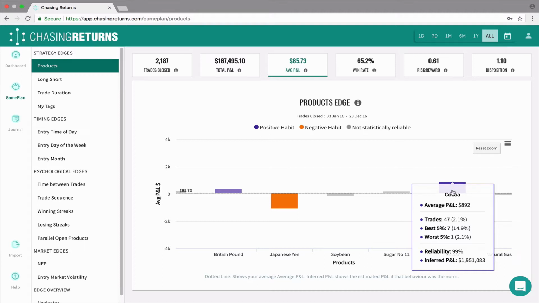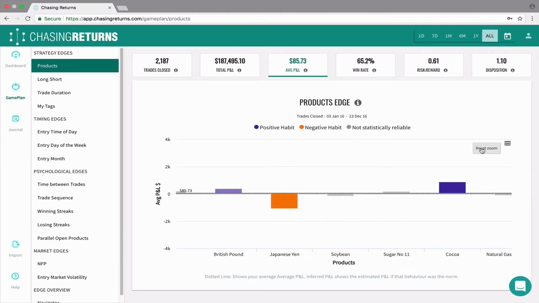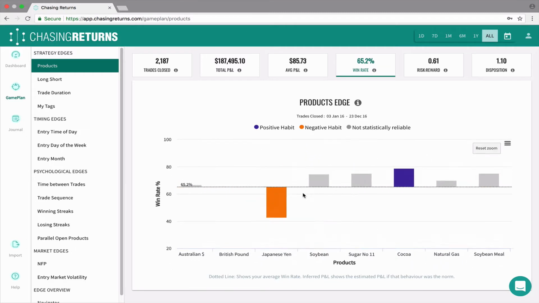And in fact, if he was able to trade this way all of the time, we could see that inferred P&L of almost 2 million. Whereas when we look at his yen trades, clearly a lot of his worst outliers, so 17% of his outliers are coming from yen, right? See that there on the tool tip. And that's a very negative trade for him. And again, we can continue down to see if it's the win rate, the risk reward, disposition, etc.